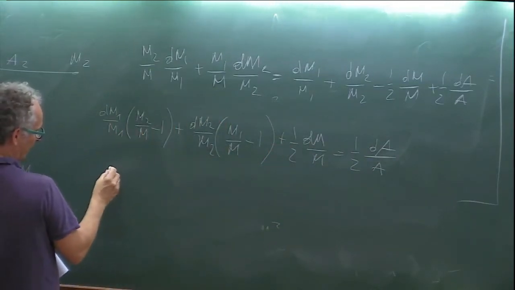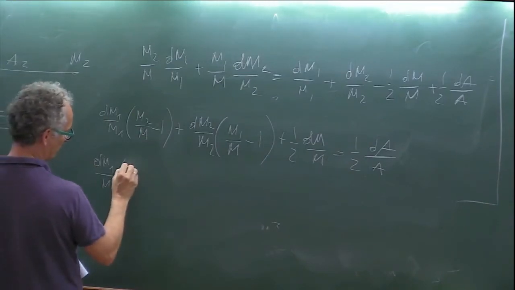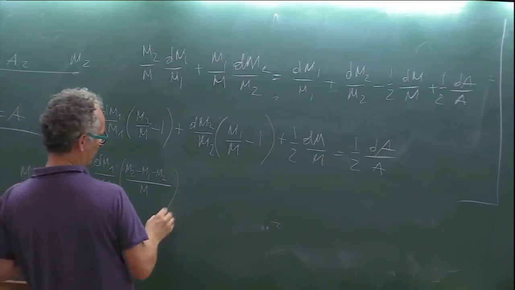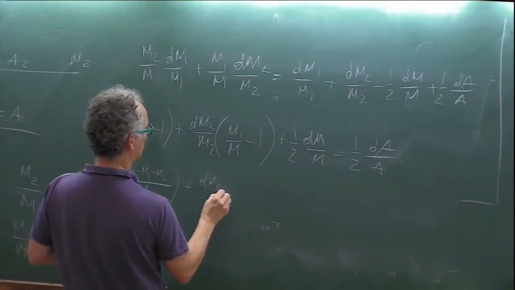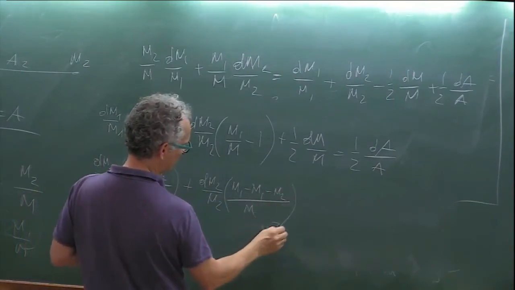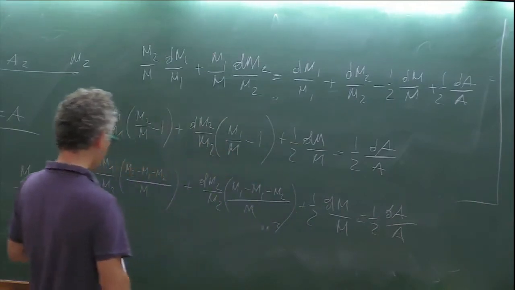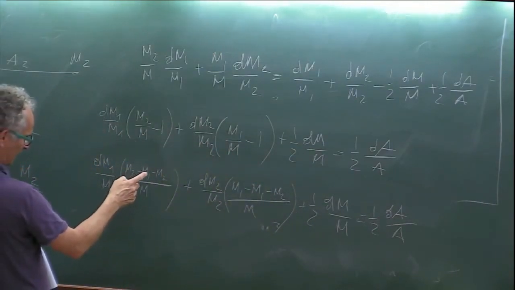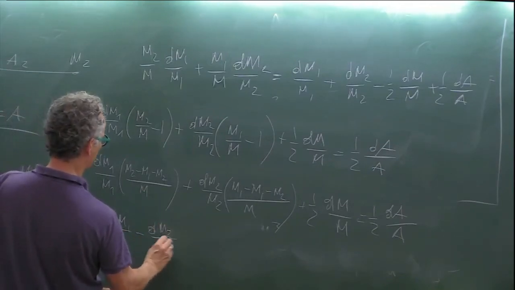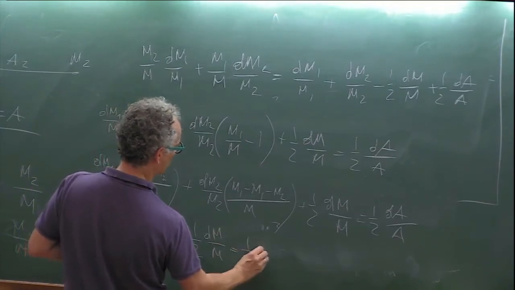We can now write dm1 over m1 times m2 minus m1 minus m2 over m, plus dm2 over m2 times m1 minus m1 minus m2 over m, plus 1/2 dm over m equals to 1/2 dA over A. And then we have, this is dm1 over m minus dm2 over m plus 1/2 dm over m equals to 1/2 dA over A.